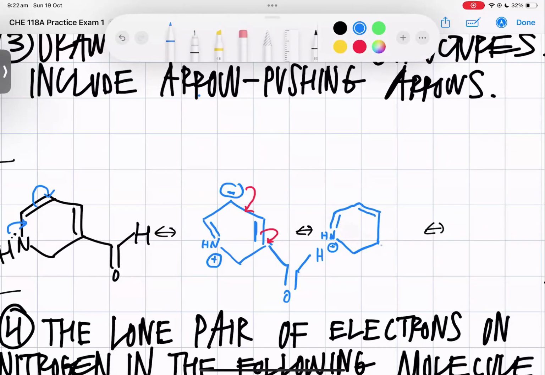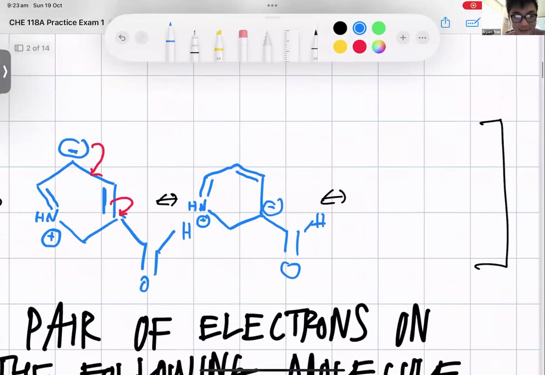It's going to get a negative charge there. Nice. And then we have an H there. Yes, correct. Nice. And now, because we moved it to the side, we're going to move the negative charge out of the resonance structure, out of the ring.